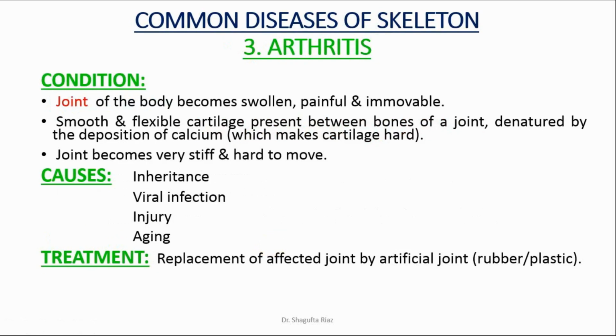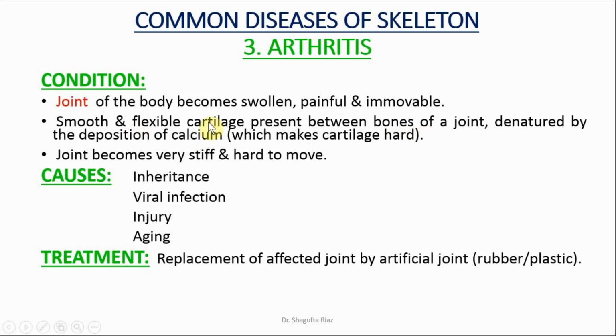Arthritis. As I have told you, arthritis is the swelling in the joint. So this condition involves the joint of our body which becomes swollen, painful and immovable. When the swelling occurs, it is painful, and whenever there is pain, we cannot move that part very easily. We have discussed in our previous lectures that the cartilages are smooth and flexible. These smooth and flexible cartilages are present in between bones of a joint. We have discussed that earlier as well.